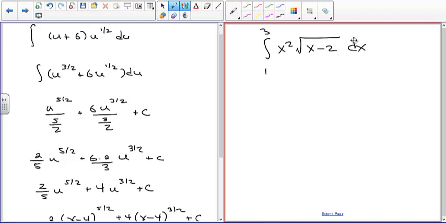So what you're going to have is u to the 1/2 times u squared. So that's going to be u to the 5/2, or 2.5 power. And this one you're going to have u to the 1/2 times u to the first. So it would be 3/2, and then this one will be just a half.